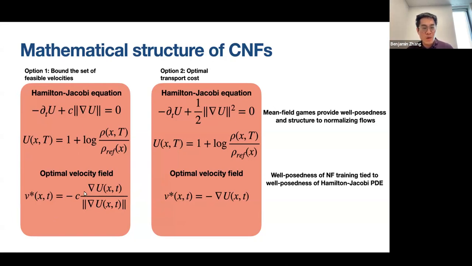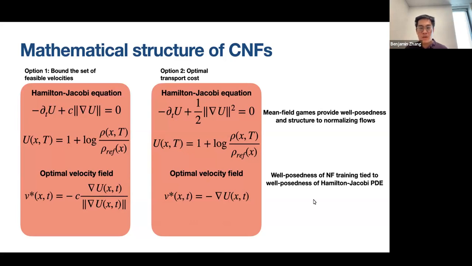Okay, so option 1 hasn't been applied in practice. But option 2 is applied in practice, and people have found it's more stable. And with mean field games, you can describe why it is more stable. Basically, it's more stable because it's well posed and it has a certain structure. Okay.